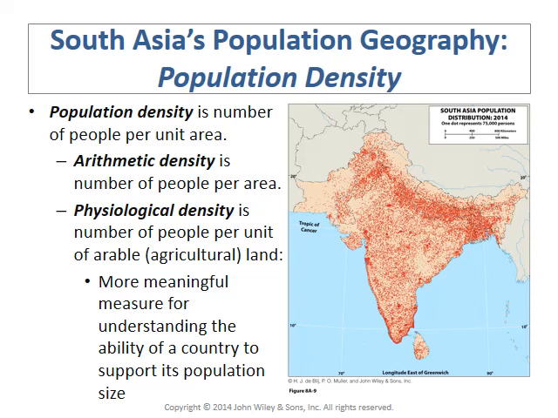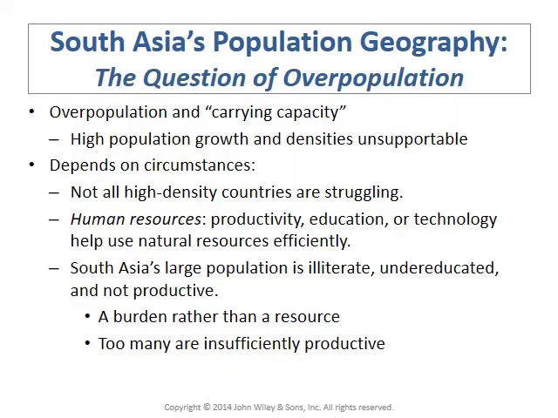And that used to be considered a reason why economists thought that South Asia would never get out of its economic doldrums, because it had just too many people. That's not necessarily the problem. As is pointed out in the book, not all high-density countries are struggling.